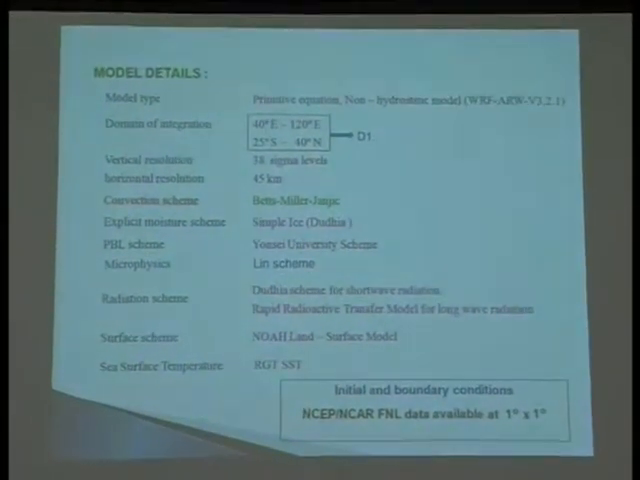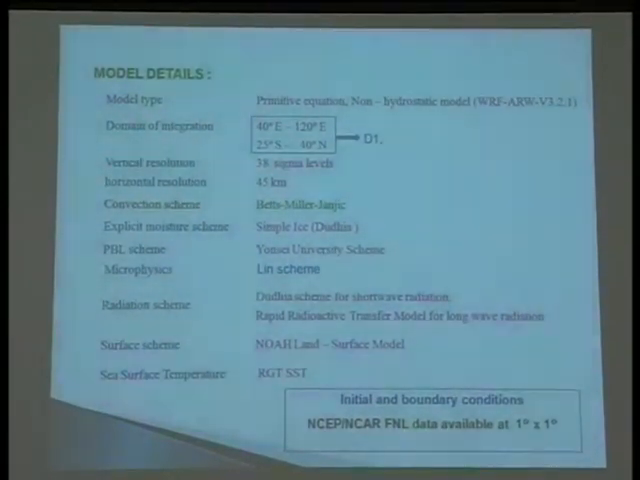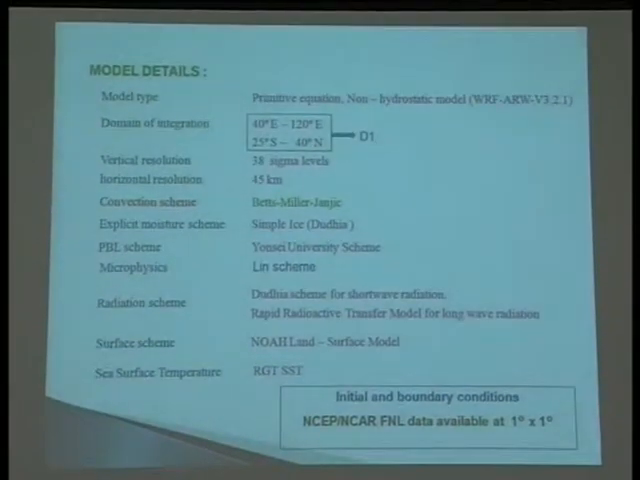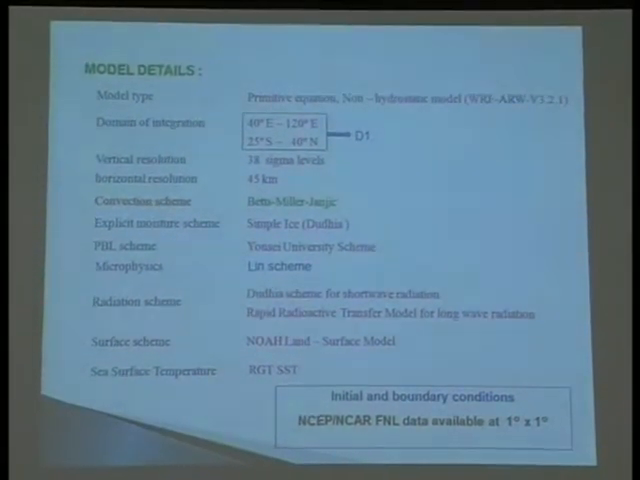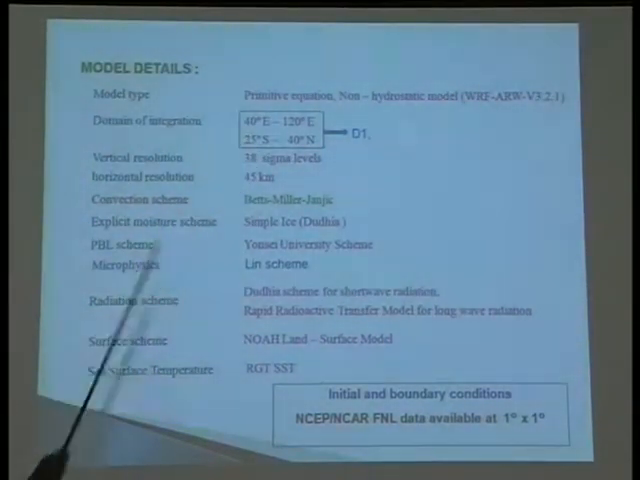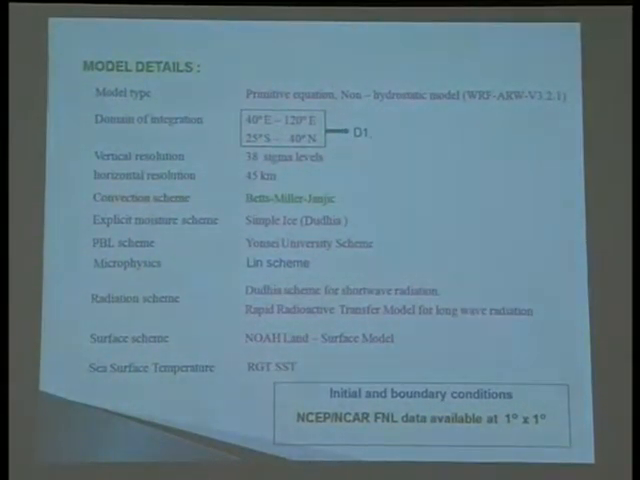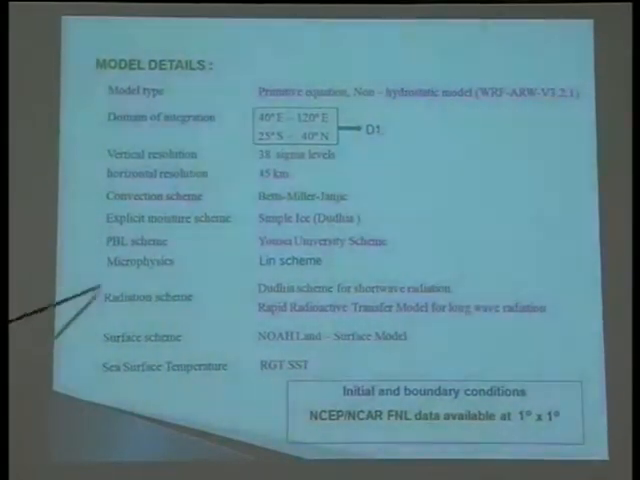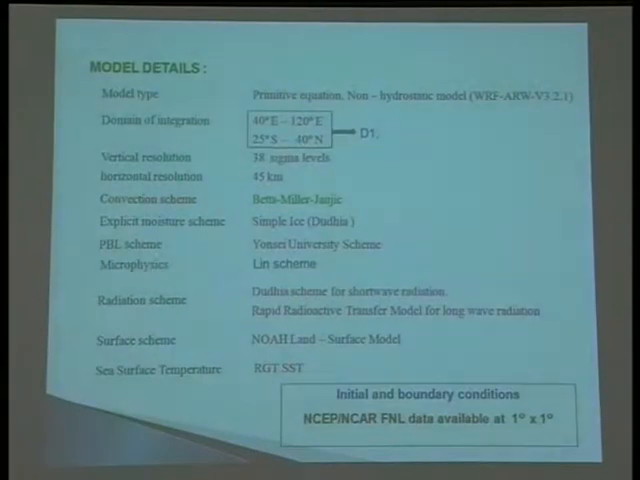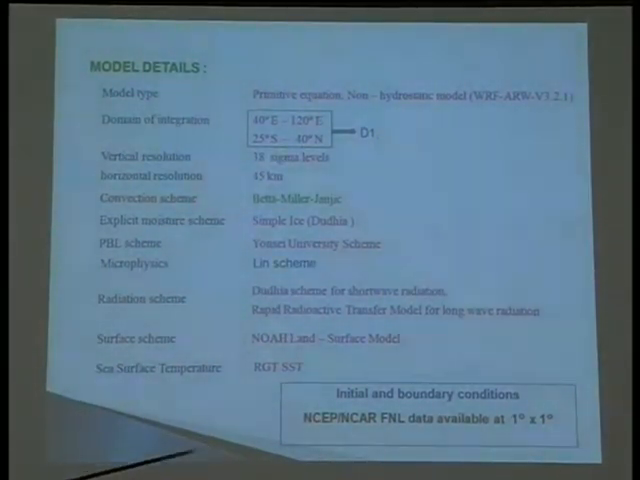These are the model details. The model type is a primitive equation model, and I used the Weather Research and Forecasting model with the ARW core. This is the domain which covers the large scale monsoon, and these are the different physics options which I used in this study. My initial and boundary conditions are taken from NCEP NCAR final analysis, which has a resolution of 1 degree by 1 degree.